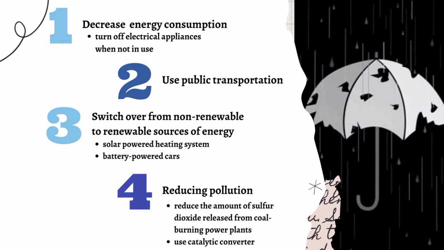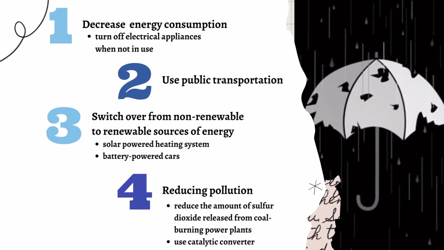Second, use public transportation. The exhaust from cars, trucks, and buses releases harmful gases into the air. Third, switch over from non-renewable to renewable sources of energy, such as solar-powered heating systems and battery-powered cars. Those two are examples of alternatives to produce energy without using fossil fuels.